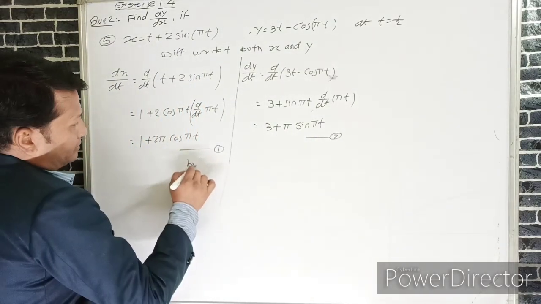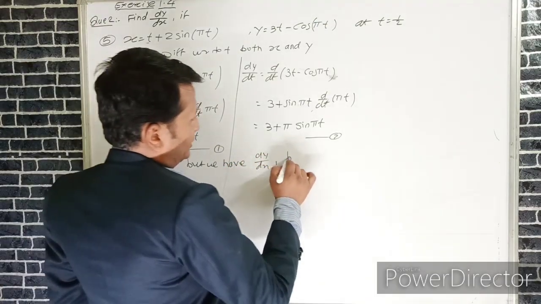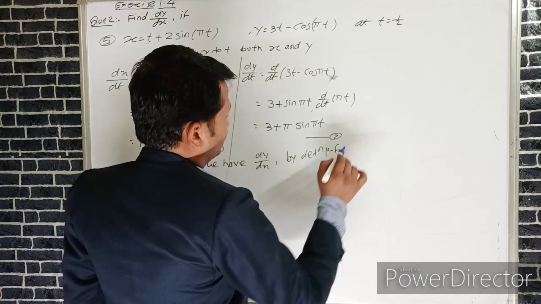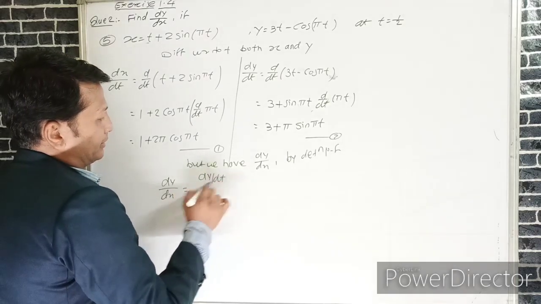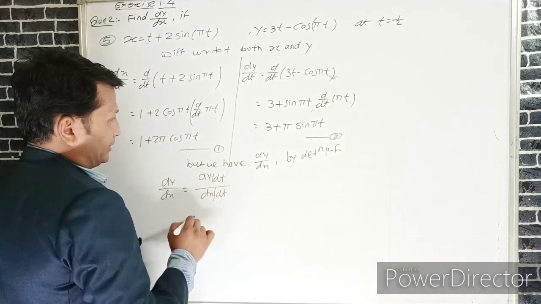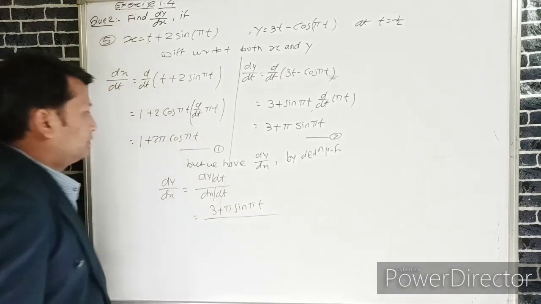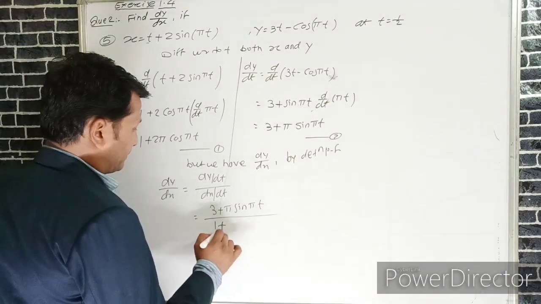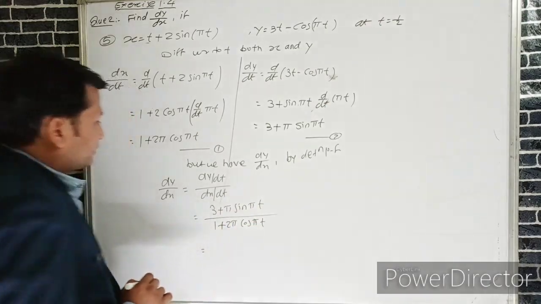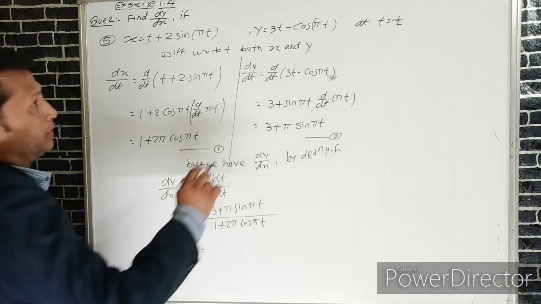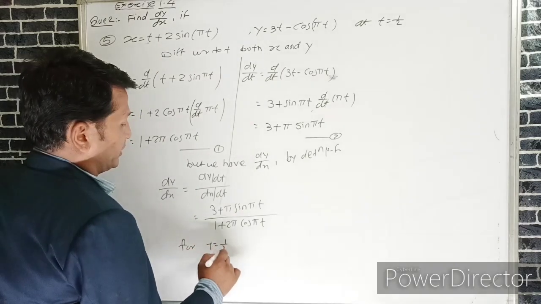But we have to find dy upon dx. By the definition of a parametric function, dy upon dx is equal to dy by dt upon dx by dt. The value of dy by dt is 3 plus pi sin pi t upon 1 plus 2 pi cos pi t. We have to find the value of dy by dx at t equals 1 by 2.